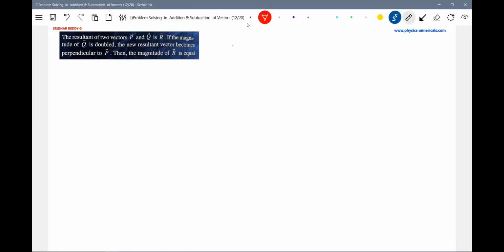Earlier it was not. So here, let me explain through a diagram rather than just shouting. This is a vector P bar. Then what about the vector Q bar? Q bar is here. Then the resultant will be somewhere here. So this is P bar, Q bar, this is R bar. If the magnitude is doubled, it will become perpendicular.